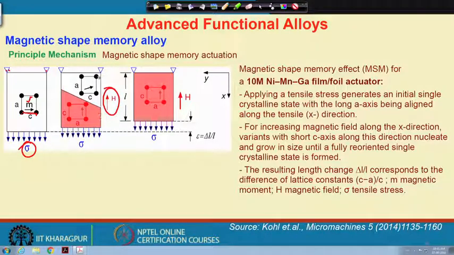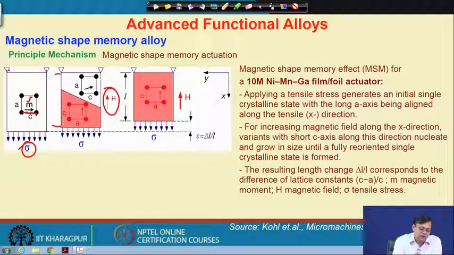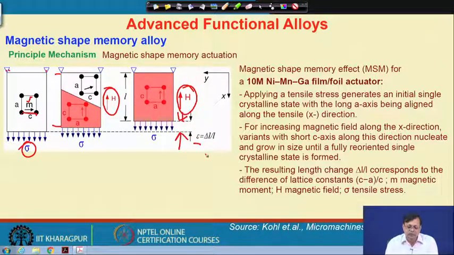and due to that we also change and align the domains, and because of that there is a shortening of the length, because you see the A axis, the long axis, along this direction and the short axis C is in this direction. So, there will be a length change, because the direction of the magnetic moment was in this way. Okay. And so, now if we keep on increasing the magnetic field, we can generate this strain, which is delta L. So, the total length was L. So, the strain we develop is delta L by L along the x axis.